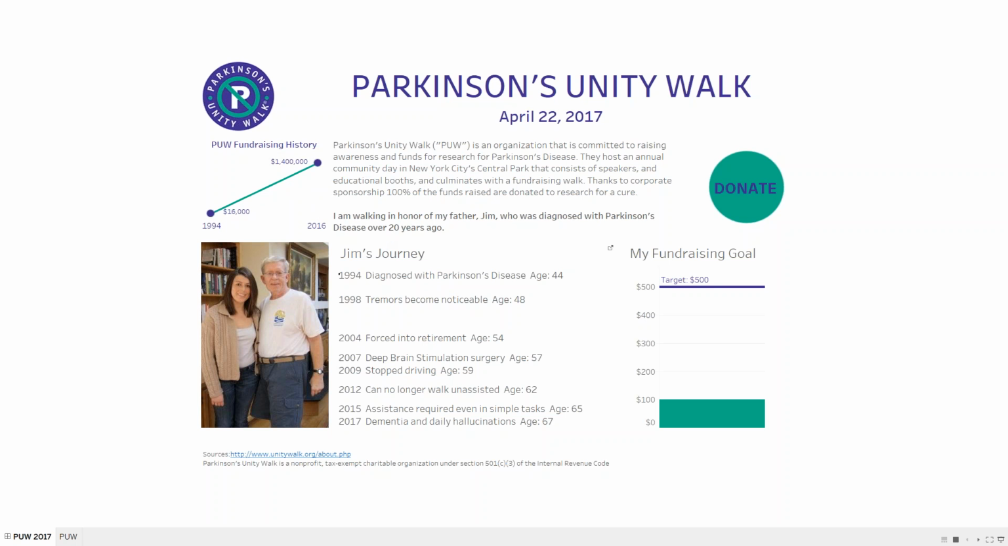I was able to use a timeline chart, but these are actually shapes of my dad's journey through Parkinson's from when he was diagnosed in 1994, which coincidentally was the year the walk began, but it's nothing to do with that. And then how quickly, or not quickly, depending on how you're looking at it, things have progressed for him. From being forced into retirement, having deep brain stimulation surgery, to stopping driving, and then very quickly going to stage three, where he's in the walker stage. And now he requires assistance in every task and has hallucinations.